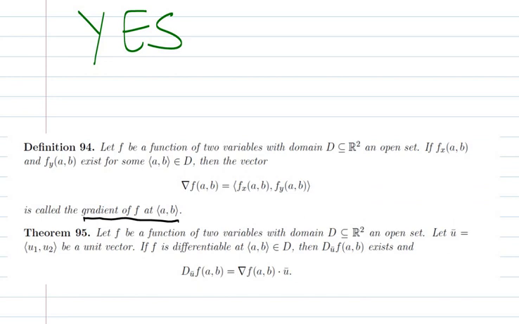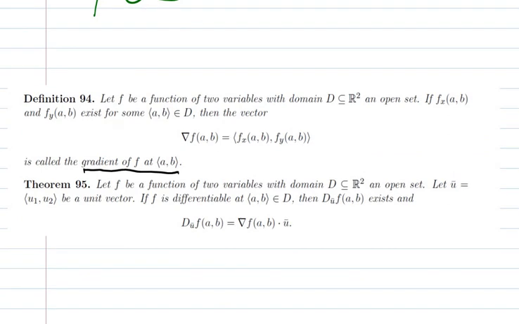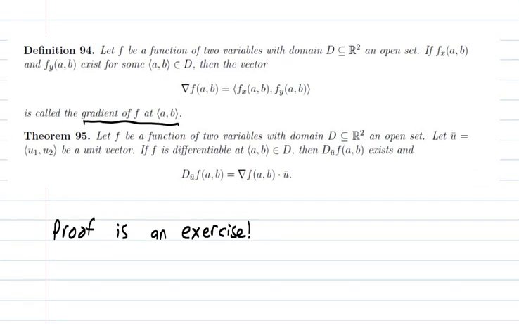The directional derivative of f at the point (a, b) in the direction of u is a dot product. It's a dot product of u with grad f at the point (a, b). Now, the proof is an exercise, so give it a go if you are interested in how this result came to be. But let's see Theorem 95 in action.